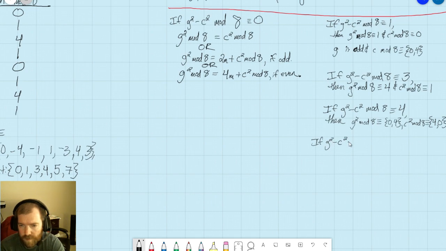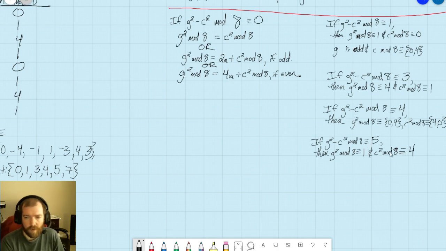If G squared minus C squared mod 8 is 5, then this is negative 3. So G squared mod 8 would have to be 1, and C squared mod 8 would have to be 4. So 1 minus 4 mod 8 is going to be negative 3 mod 8, which is positive 5.